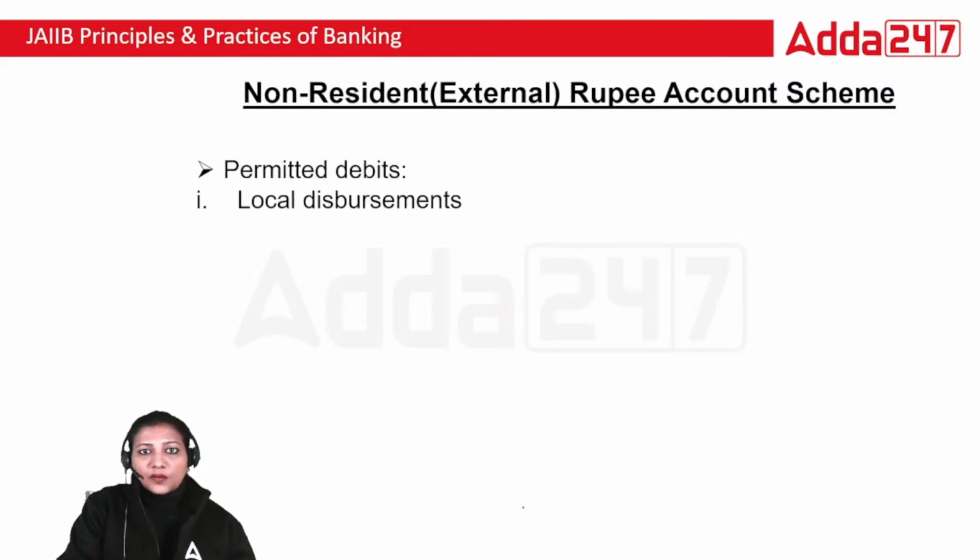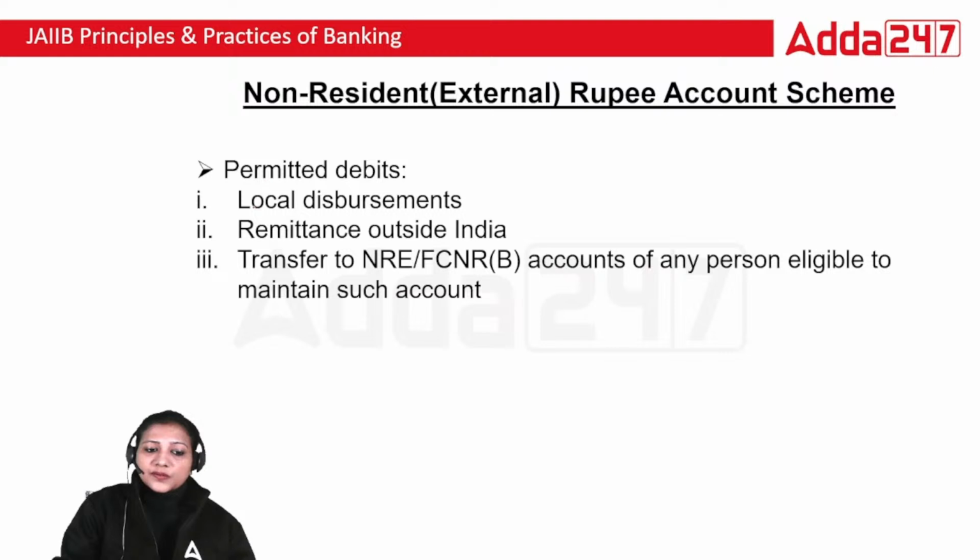Permitted debits. What are the permitted debits which are allowed from an NRE account? Local disbursement. If any local payment has to be made, that is allowed. Remittance outside India is allowed. Transfer to NRE FCNRB account of any person eligible to maintain such an account. So any other person's NRE FCNRB account can also be credited, and this account can be debited for that.